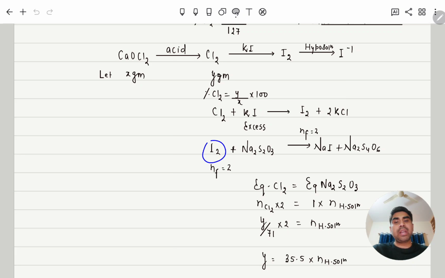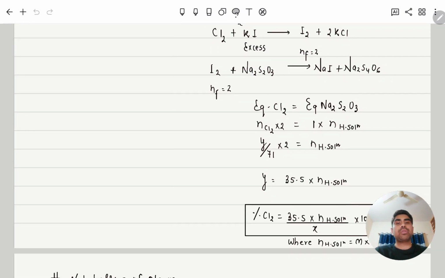And here I2 goes to I minus, reacting with hypo solution, going from 2 to 2.5. So this I2 n factor is again 2, because it is 0 to minus 1 into atomicity 2. So this time you can see the n factor is the same, meaning this is already in excess. So equivalence of Cl2 is equal to equivalence of I2, and equivalence of I2 is equal to equivalence of hypo solution, meaning now I can write equivalence of Cl2 is equal to equivalence of hypo solution.